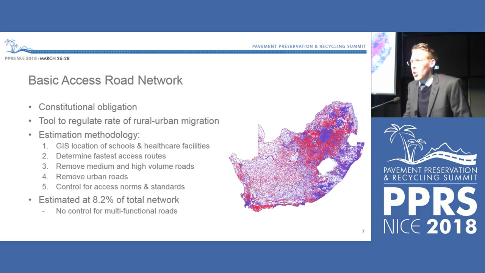Then I've put an estimation methodology in here, which is how we located these roads in the South African context. We used GIS locations of all schools and healthcare facilities. We used network analysis to determine the fastest access routes to these services from each individual household location. We removed medium and high volume roads, which was a proxy for the economic contribution of roads. And then we removed the urban road network as well. And lastly, we controlled for access norms and standards. So we were also cognizant of the fact that there does need to be a certain level of direct access to schools and hospitals. So we have provided a minimum level of direct access so that there is that service provided. Now, an important finding from our work here is that in South Africa, only 8.2% of the total road network appeared as basic access roads.